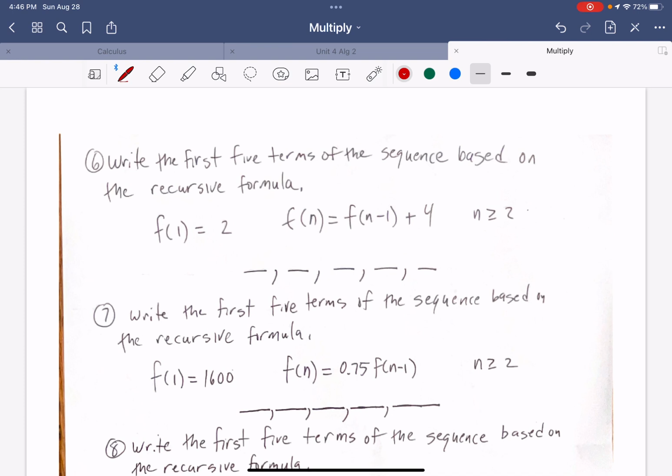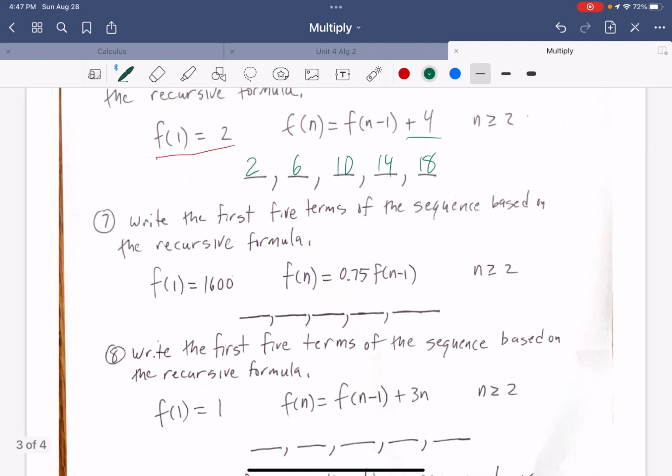Then, or make the sequence. Now we have the formula and we just have to write it out. So notice f of 1 equals 2. That tells me the first number in the sequence, so it's 2. And then it's just simply adding 4. So 6, 10, 14, 18. Very simple, just adding 4 at a time.